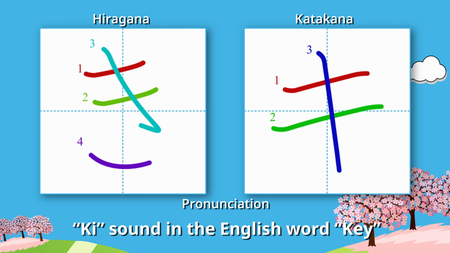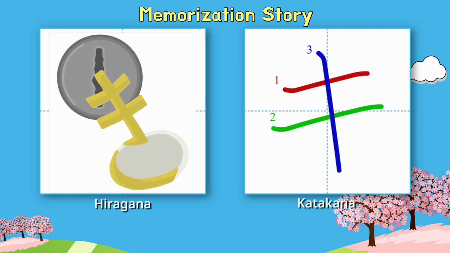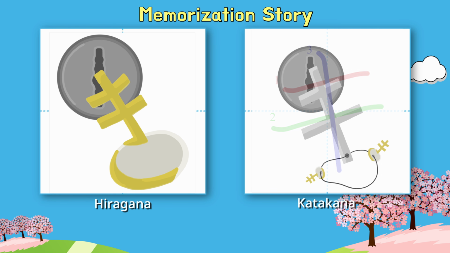These characters also look similar to each other, and fortunately, they're quite easy to remember. They represent the ki sound in the English word key. き、き、 The hiragana ki looks like a fancy key with a round part you hold, but in a bit of an odd shape. The katakana ki doesn't have the round part that you hold on to.